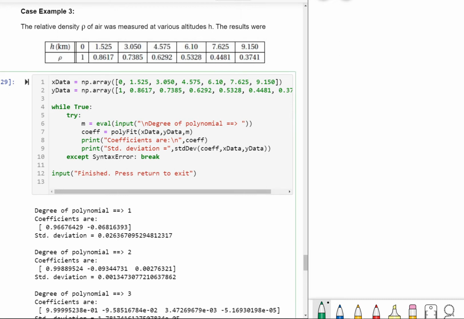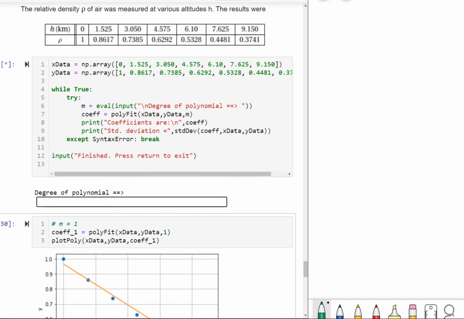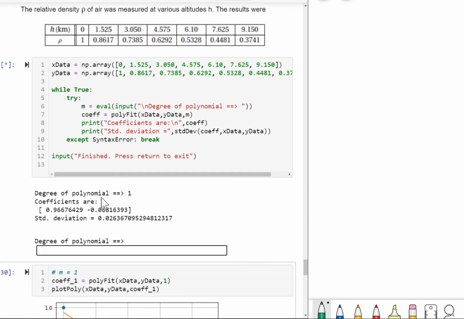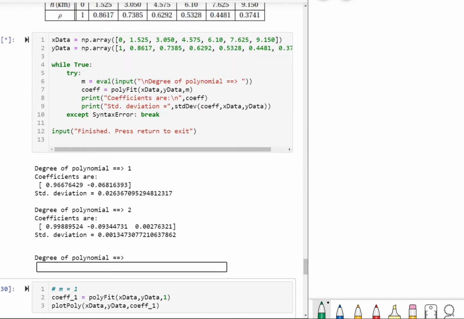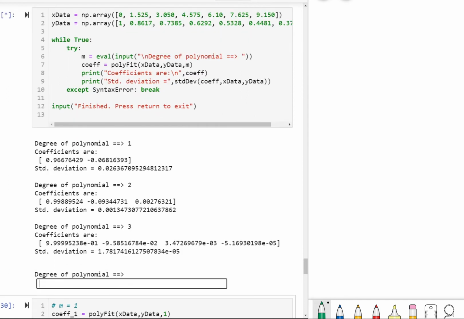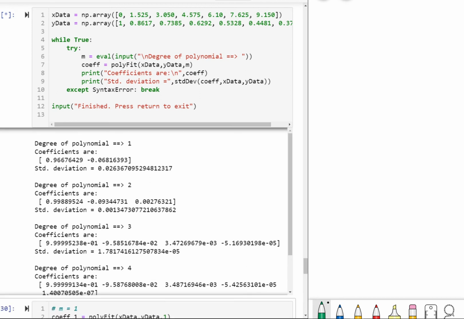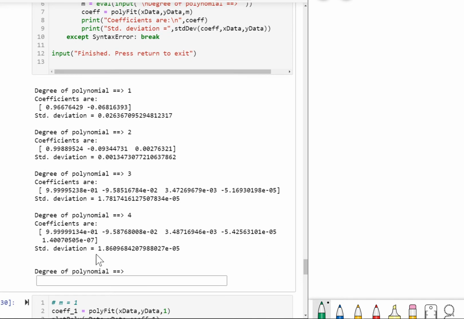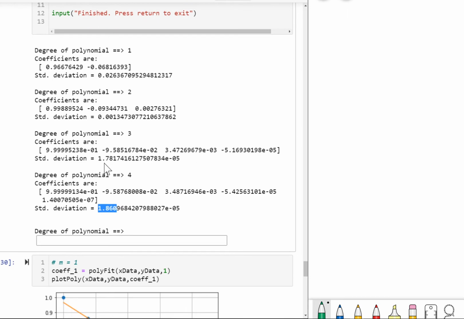Having encoded, the first-degree polynomial gives 0.02, not bad; 0.001 for quadratic; 1.7 for third degree; and for fourth, 1.86. So basically we choose between the first and the second, because as you go to a higher degree, the value of the standard deviation is higher. So we choose from the first and the second, and significantly, the second degree is better.